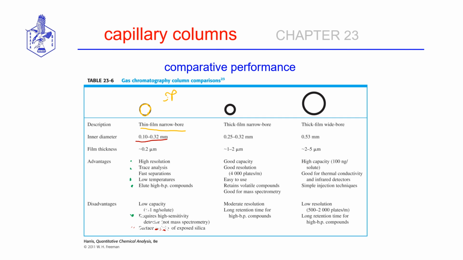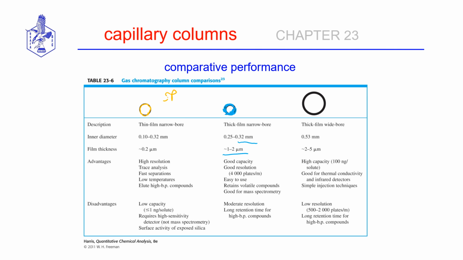Alrighty, so let's get rid of some of this. Alright, our next type of column is the thick film narrow bore. So as the name implies, it looks like the thin film, but we've got more stationary phase material coated on the inner surface. So these tend to have the same inner diameter as the narrow bore columns, up to 0.32 millimeters, but we have more stationary phase material. The film thickness is 1 to 2 microns.